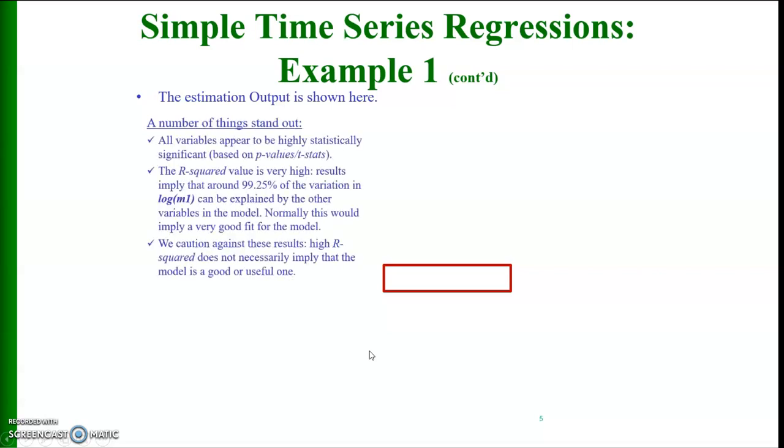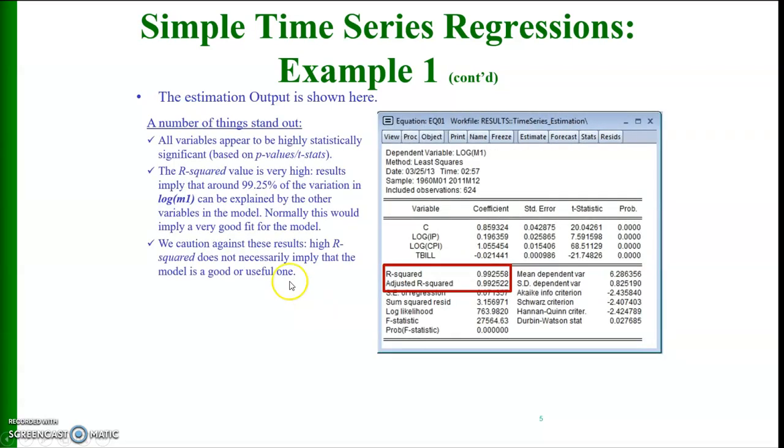Now the estimation output is shown here. If you look at this box, a number of things stand out. All the variables appear to be highly statistically significant based on these p-values. Now in this regression of log of M1 and log of industrial production, log of CPI and treasury bill, all the variables seem to be highly statistically significant.